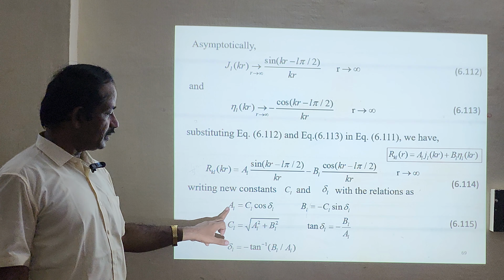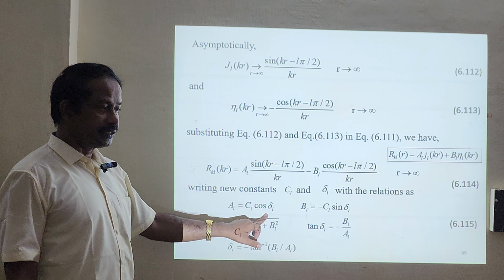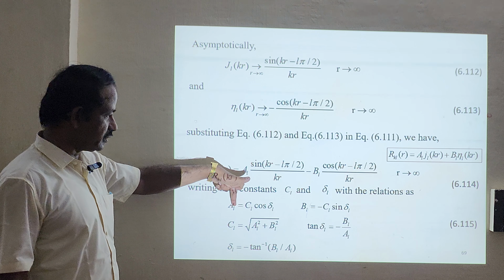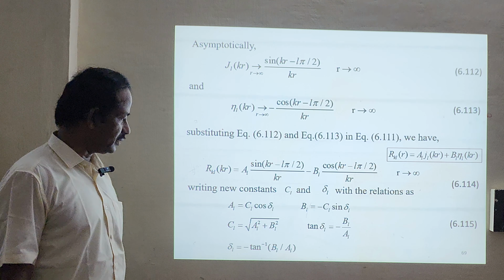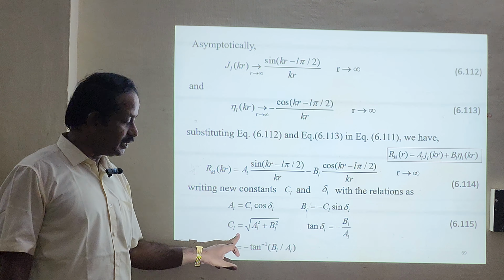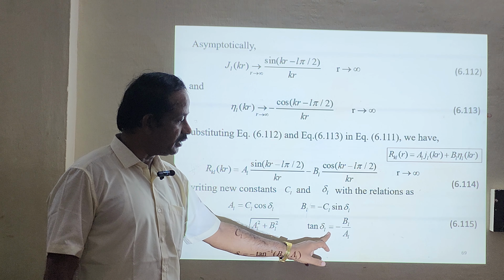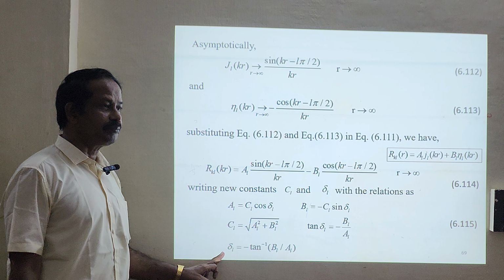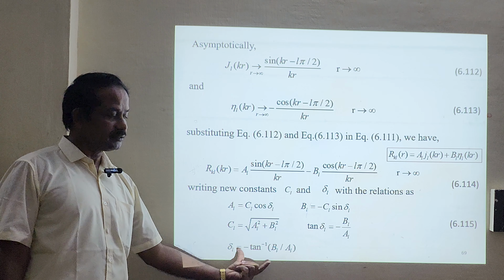This is given as AL equals CL cos del L, BL equals minus CL sin del L. For the magnitude, we just square and add, so CL equals root of AL square plus BL square. Dividing these two gives the phase factor, tan del L equals minus BL divided by AL. So the phase factor can be obtained from this expression. Now substitute here.